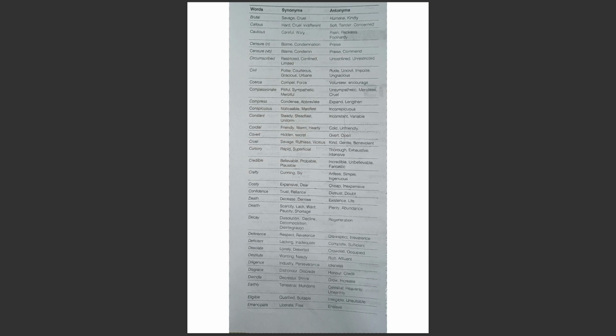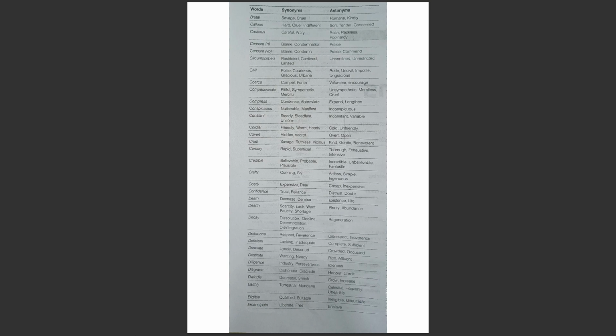The next word, death, is also a very common word. Death means demise, mrityu, that is what death means. And the antonym of death is existence, life that you are living at the moment. That is what the antonym of death is. Death का opposite होता है life, जीना मरना, जीवन मरण.